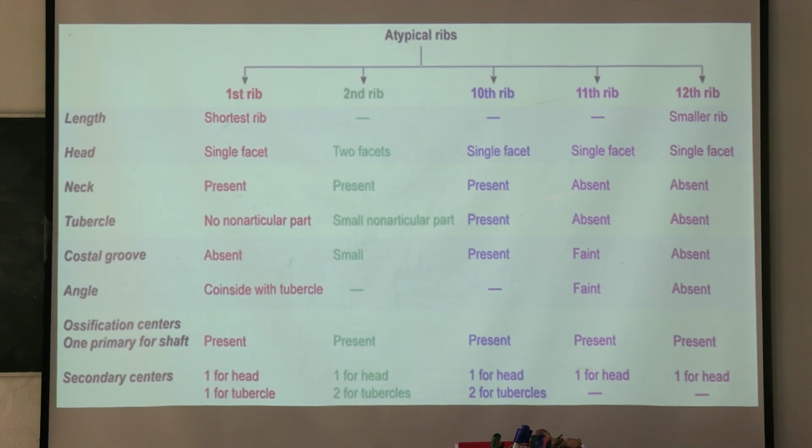Okay. Next we go to 12th rib. It is the smaller rib. Head has single facet, neck, tubercle, costal groove, angle, all is absent in 12th rib. Ossification center, one primary center for the shaft is present and one secondary center for the head is present. Okay, so these are the ossification centers.